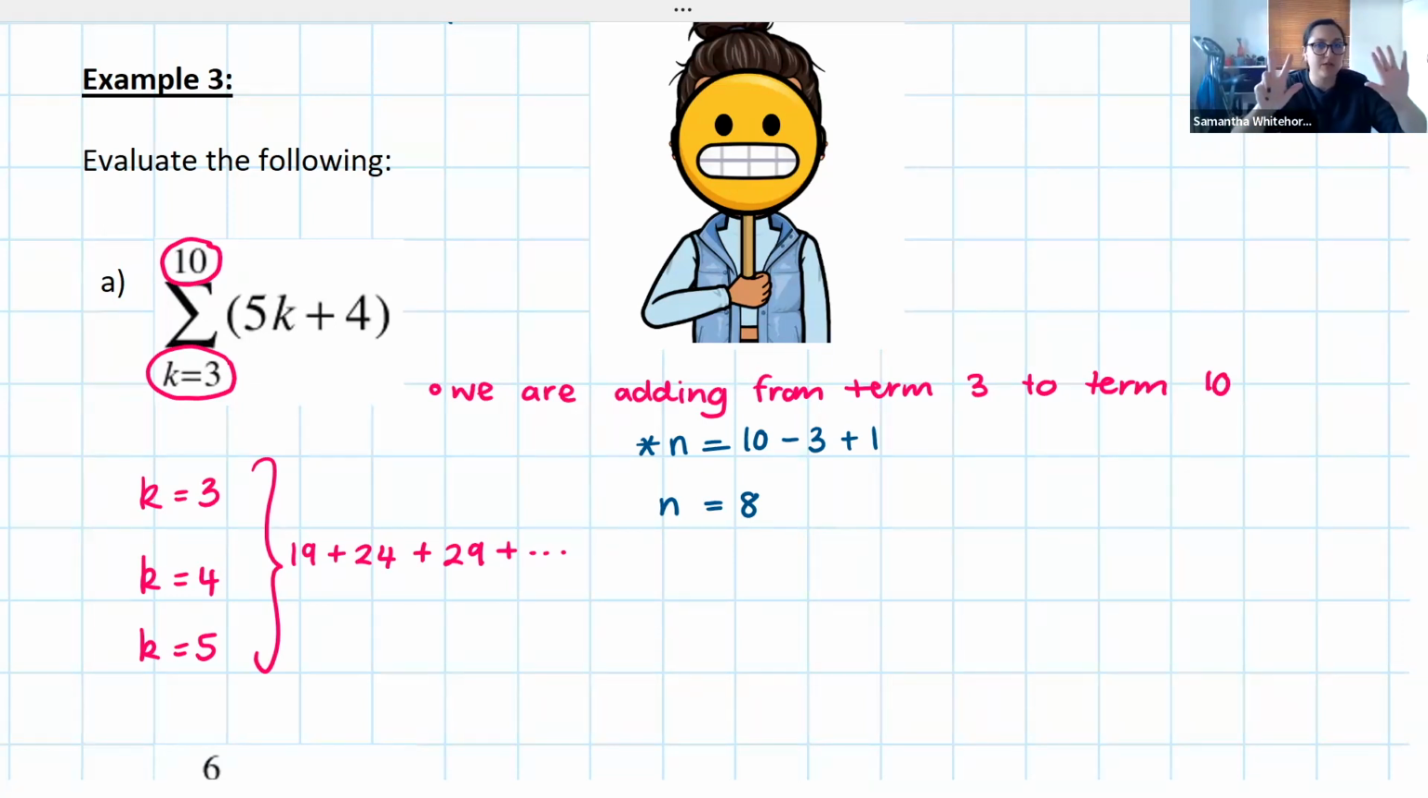Yes, 10 minus 3 is 7, but we're not then including our first term, or sometimes we forget the last term. And so this is why this formula works. It makes sure that we are including everything that we need to add. So we're adding 8 terms here.